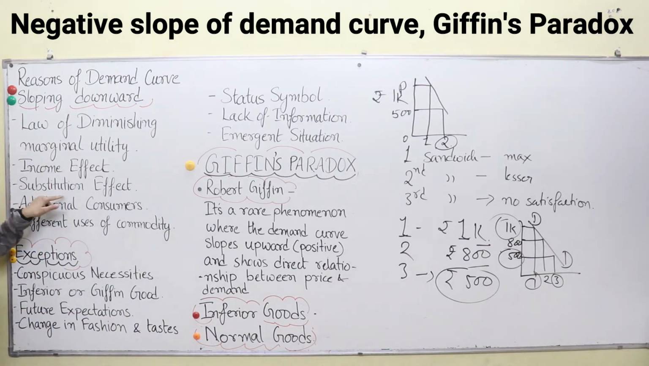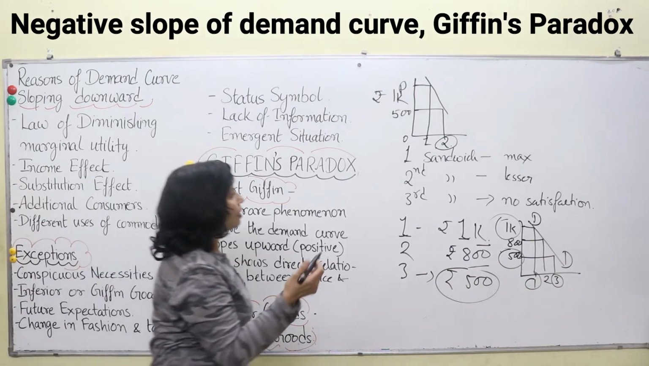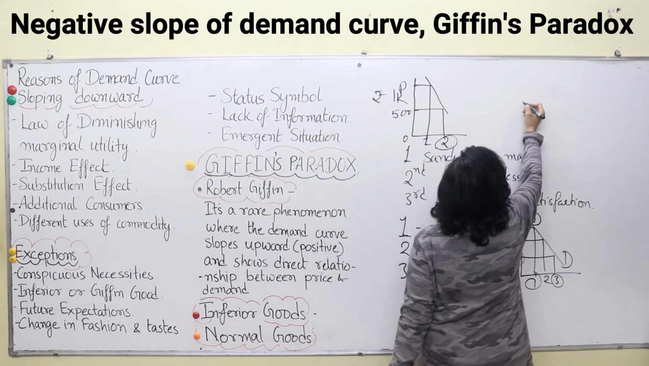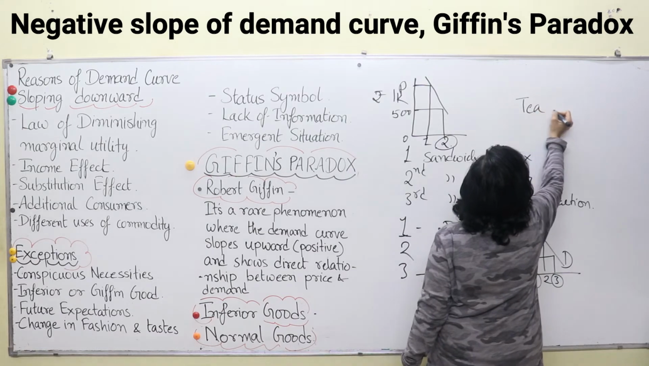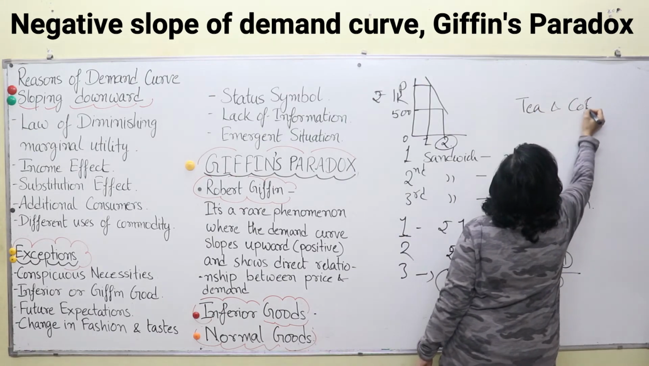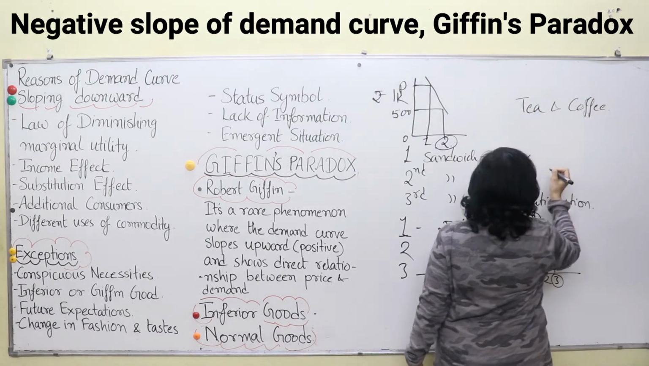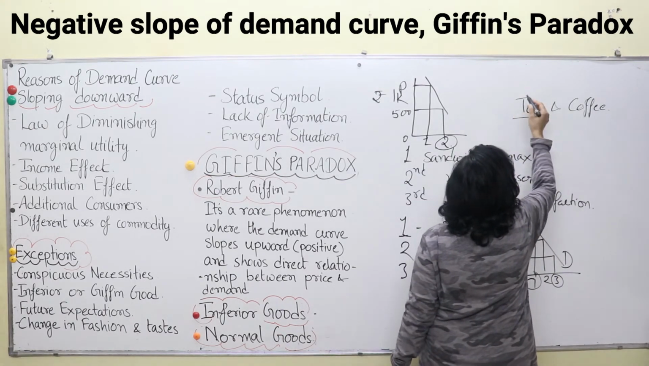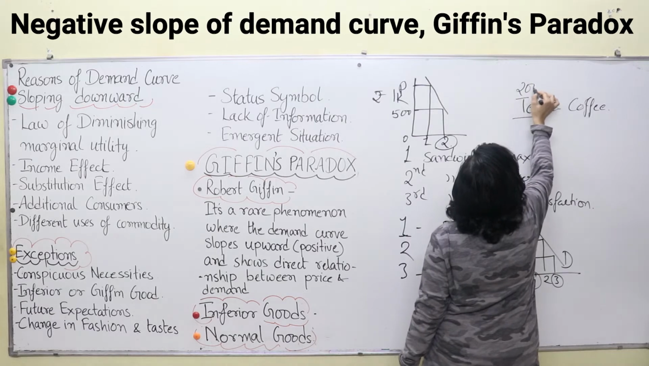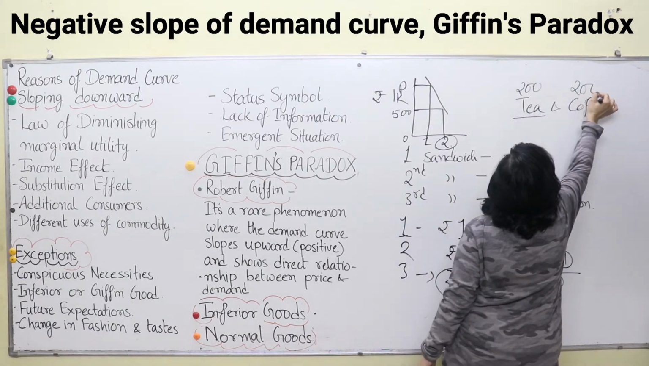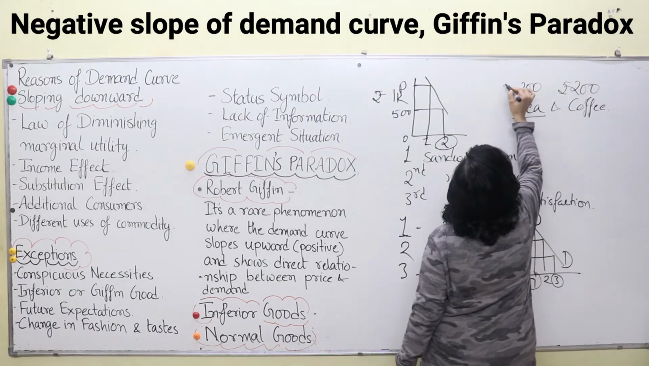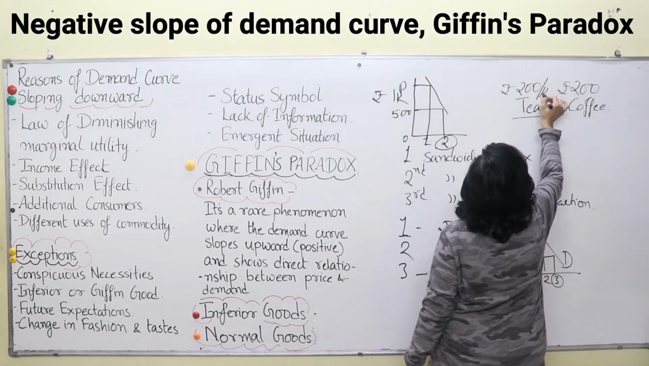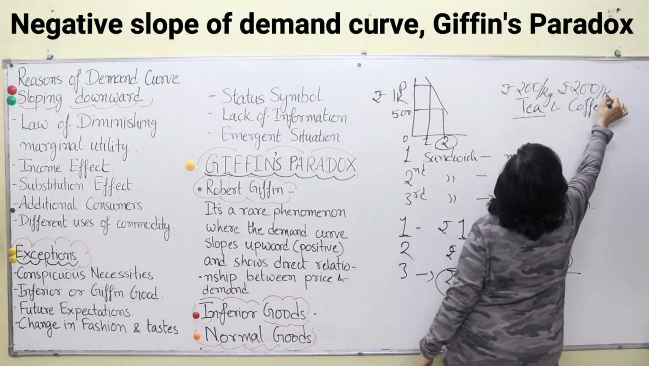Then the substitution effect, when any commodity becomes cheap. Take for example we have substitutes, tea and coffee. They are substitutes, right? If the price of tea declines, take for example, previously both of them cost 200 rupees per kilogram.